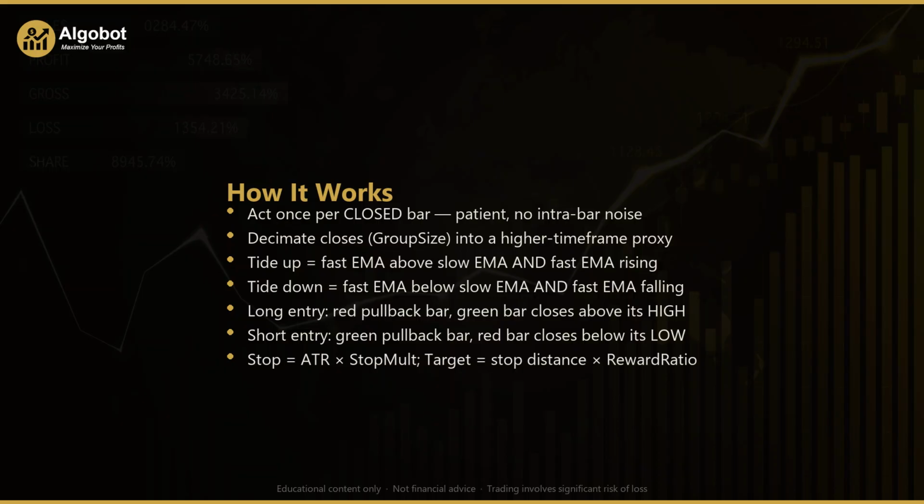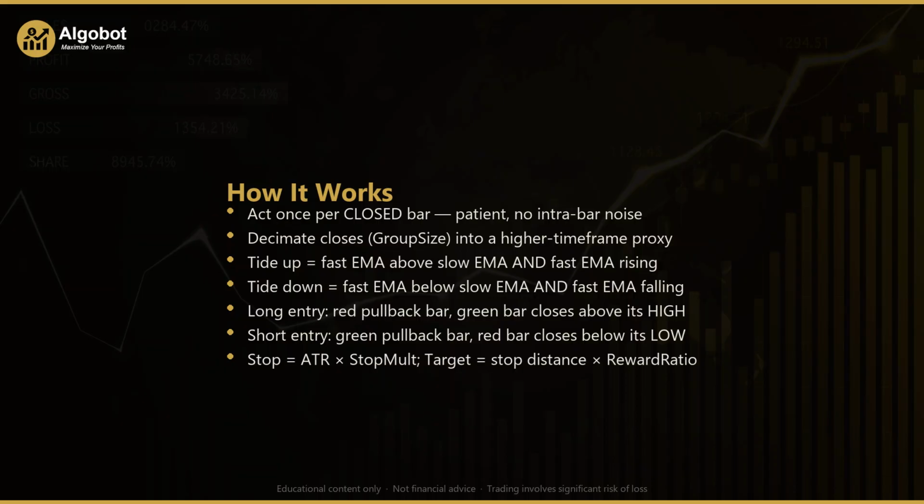On that proxy, the strategy calculates a fast exponential moving average, defaulting to a period of 5, and a slow exponential moving average, defaulting to 12. From those two averages, the tide is defined. The tide is up when the fast average sits above the slow average, and the fast average is also rising compared with one coarse step earlier. The tide is down when the fast average sits below the slow average and is falling. If neither condition holds, the market is judged directionless and the strategy simply waits.